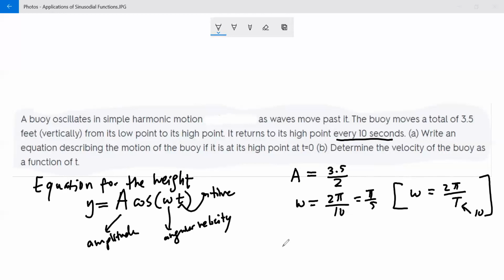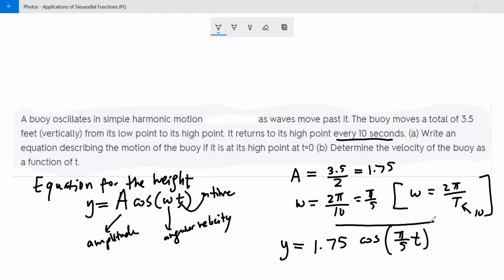So now the equation: y equals, because 3.5 divided by 2 is 1.75, so therefore this is going to be 1.75 cosine of pi over 5 t, and that's the equation that we're interested in, the equation of this motion.